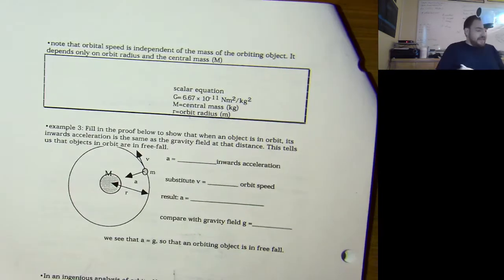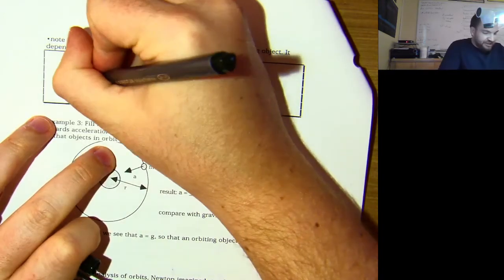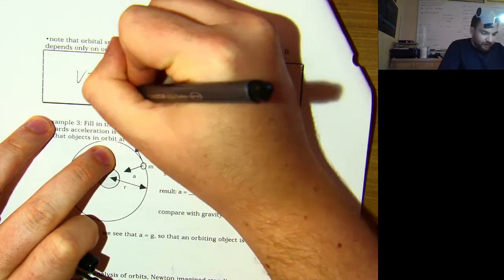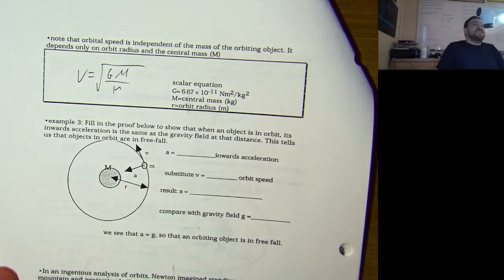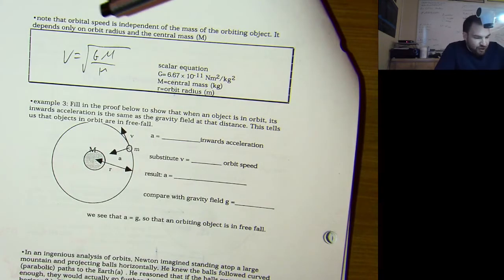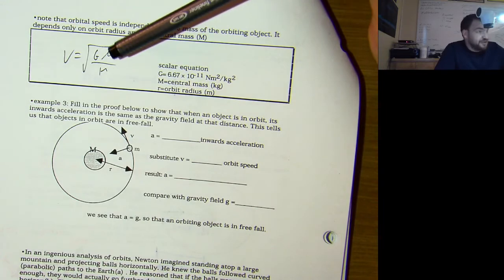Okay, there's an interesting little result here. Flip the page. The expression that I derived on the previous page, that V is equal to the square root of GM over R, is the expression for an object's orbital speed, independent of the mass. The only thing it depends on is the orbital radius and the central mass.